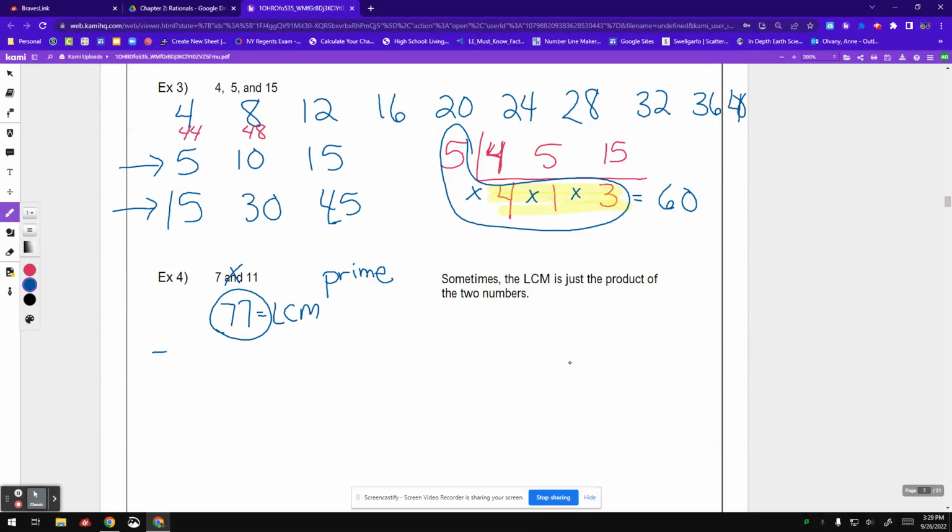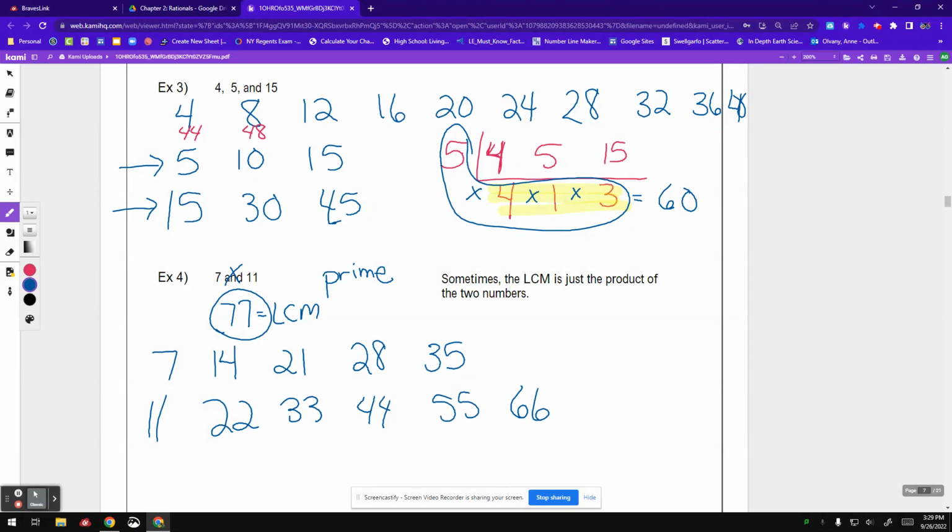And you could list them out: 7 times 1, 7 times 2, 7 times 3, 7 times 4, 7 times 5. You will get to 77 eventually. And I think when you started writing the 11s, you're going to be like, none of these are going to be 7s until I get to this one. So that's another way to figure that out.